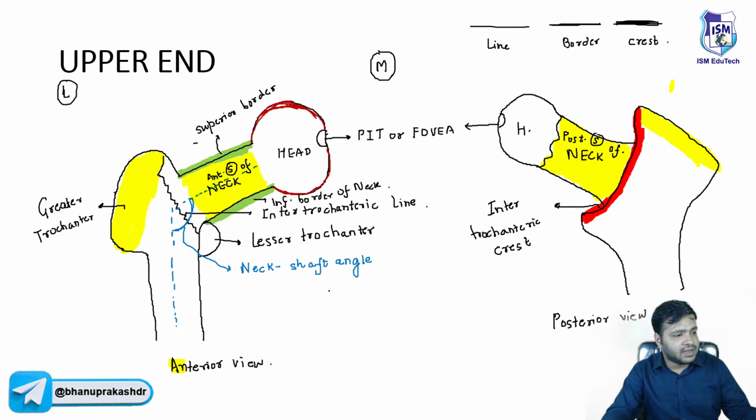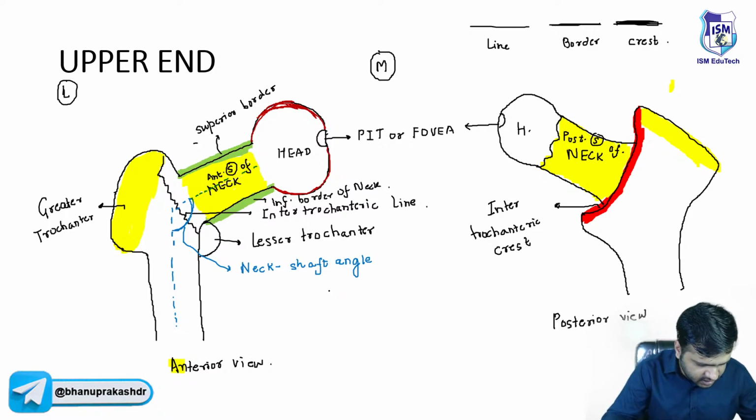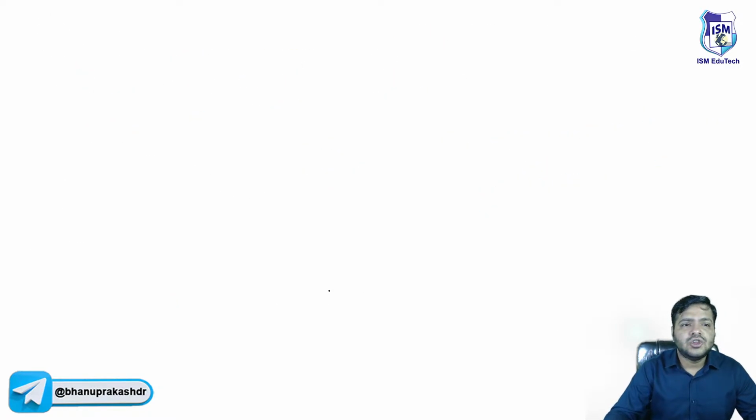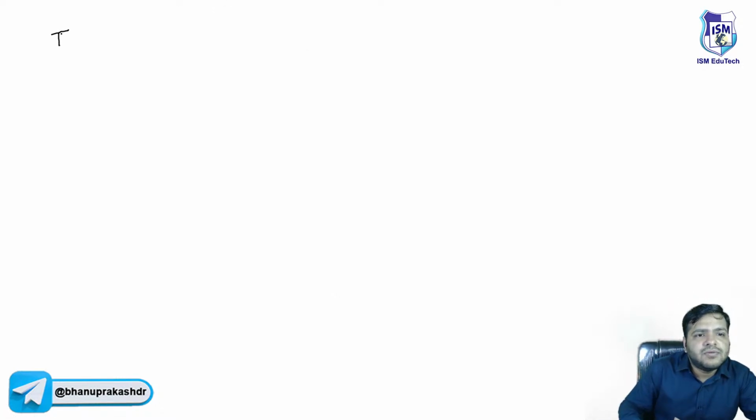Greater trochanter, it is very, very important, beta. Now it is the turn of the muscles, and you should make the flow chart along with me. So remember, beta, the third part in the upper end that we have to discuss is the greater trochanter.